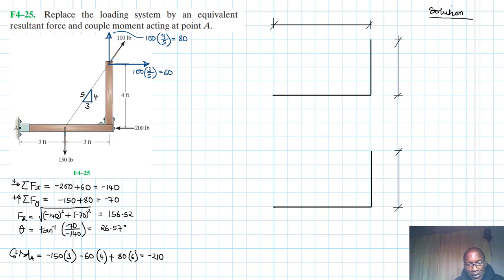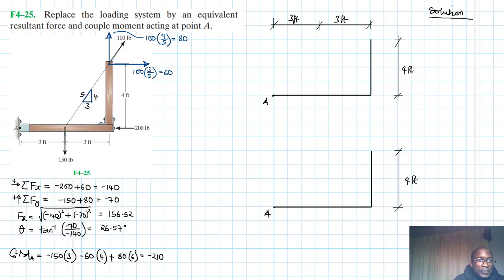Okay, this one here, we need to partition it somewhere there like this. Great. There we go. So we have 3 feet, this is 3 feet, 3 feet. This is 4 feet. This is 4 feet. This point is A.